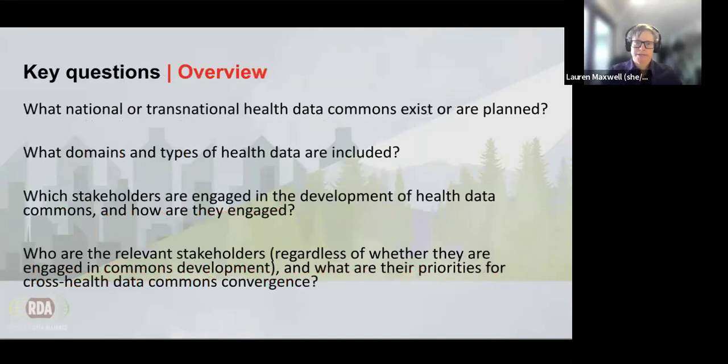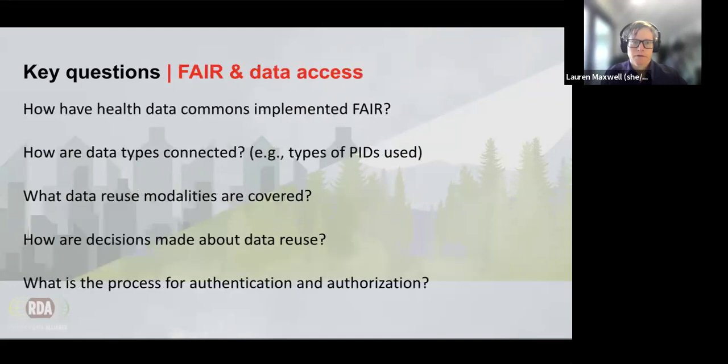So some of the key questions that we were interested in looking at in this working group would be: what national or transnational health data commons exist or are planned, what domains and types of health data are included, what stakeholders are engaged in the development of the health data commons and how are they engaged, and then who are the relevant stakeholders, regardless of whether or not they're engaged in the development of these health data commons, and what are their priorities for cross health data commons convergence. So thinking about first defining the metadata, collecting the metadata to describe these health data commons, and then thinking about where the priorities for convergence are. So where do we really want to lean in to ensure that we can have this federated data reuse? Next slide.